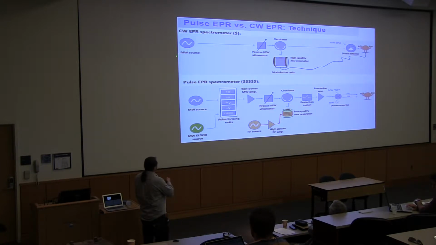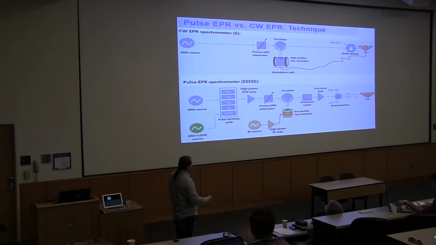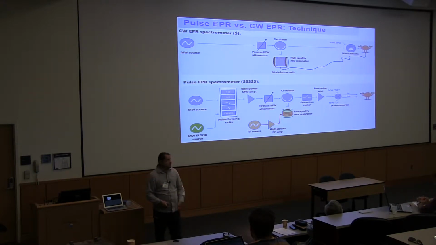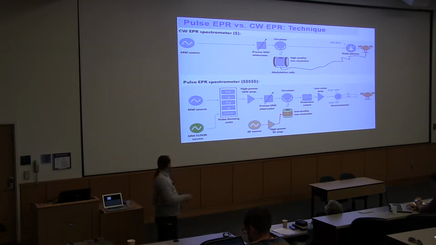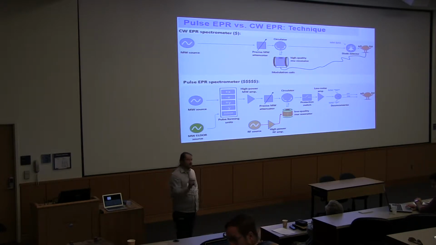So basically all you have is a microwave source, a high-quality resonator, and then pretty much detection. That's all you have. Of course, there are trickeries, as Art was explaining. There's a lot going into that, but nonetheless, the technique is relatively simple. With pulse EPR, we need to produce pulses, and we need to produce them very precisely with nanosecond resolution. That drives the price up pretty quickly.